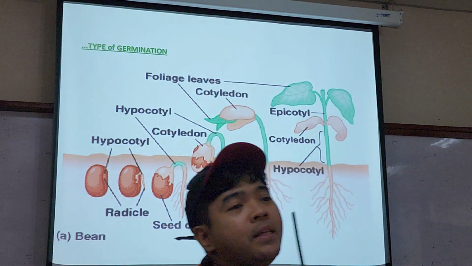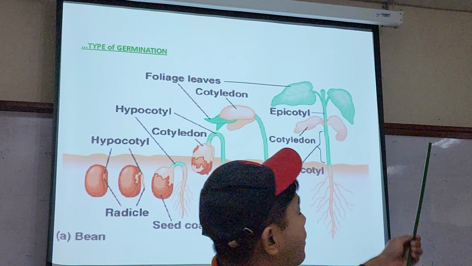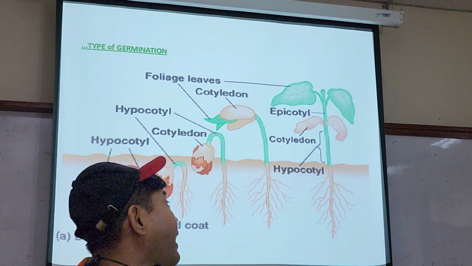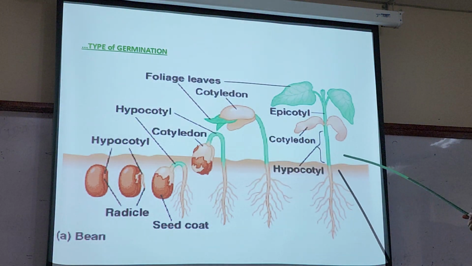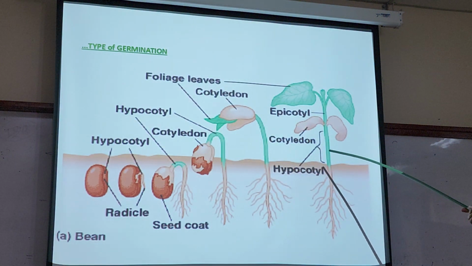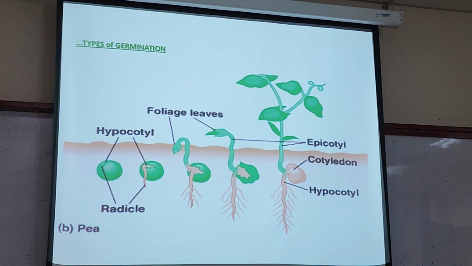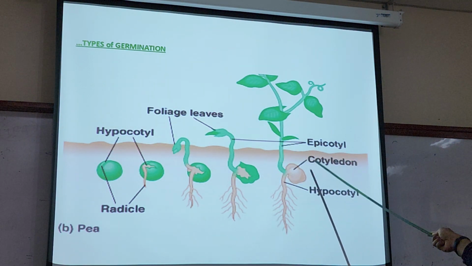Type of germination. What is this? Epigeal or hypogeal? Look at the cotyledon on the far right. Epigeal. Why? Cotyledon up or down? So it's epigeal. What about this? Why? Yes, the cotyledon is below, so it is hypogeal, below the ground.